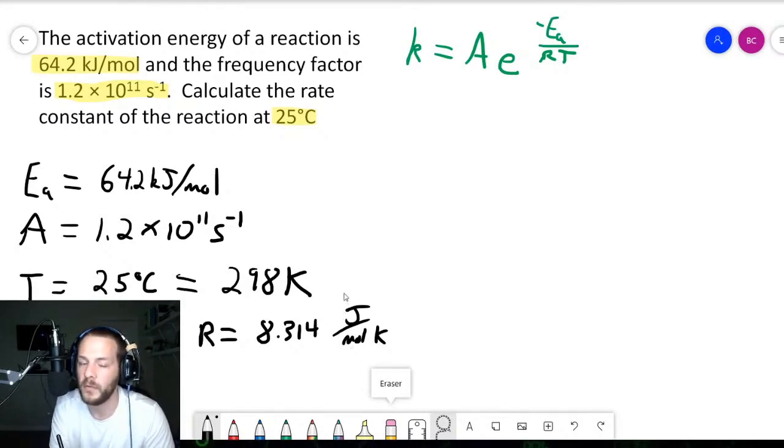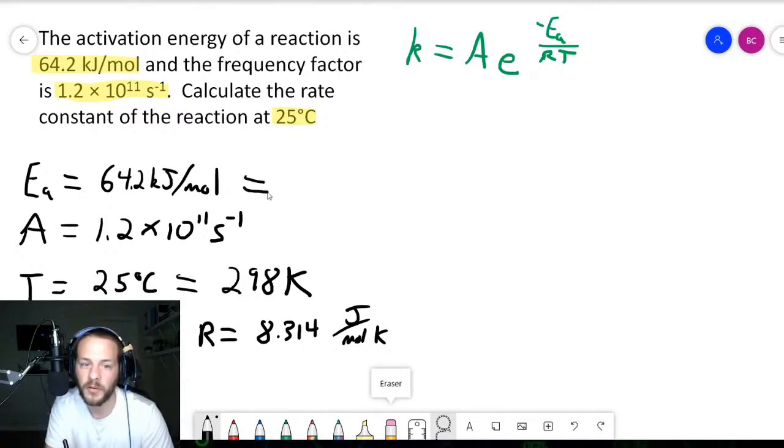So we can do one of two things. We can either convert R from joules over moles times kelvins to kilojoules over moles times kelvins, or we can convert our activation energy from kilojoules per mole to joules per mole. Now, personally, I couldn't tell you why, but I prefer to convert the activation energy to joules per mole. So I'm going to go ahead and do that.